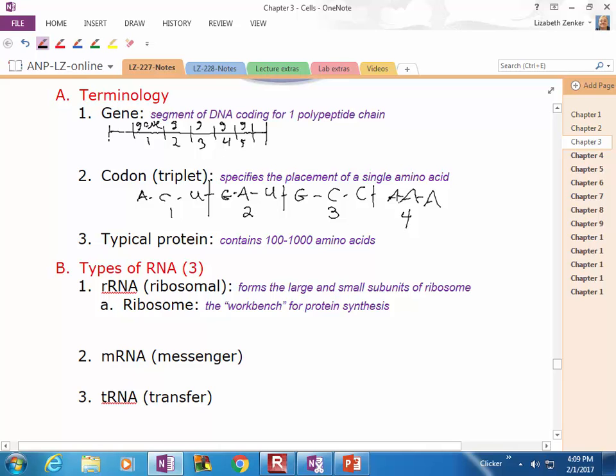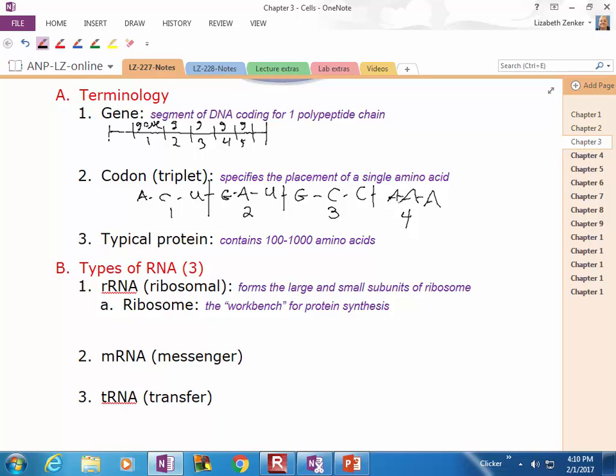So a typical protein will have about 100 to 1,000 amino acids. Okay, so if one amino acid is coded for by the 3 letters that give you the codon, so one codon gives you 1 amino acid. Okay, so 3 times 1,000, right? 3,000 RNA nucleotides together is what had to give you that.